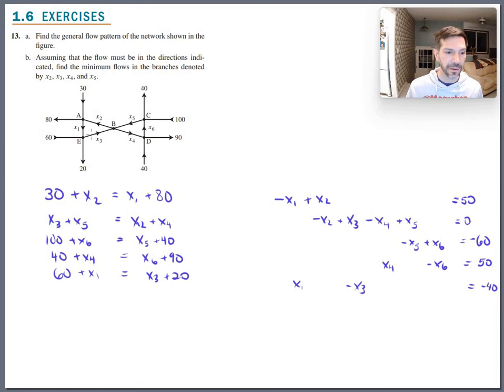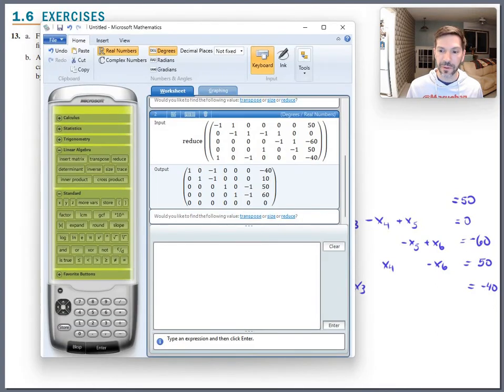Okay, so we've got all the intersections expressed as equations, and the equations over here kind of in the format you would need to dump them into a matrix. And again, I did go ahead and put those into a matrix and reduce it, and you get some free variables. So there's a pivot in x1, there's a pivot in x2, no pivot in x3, so x3 is a free variable, so is x6.